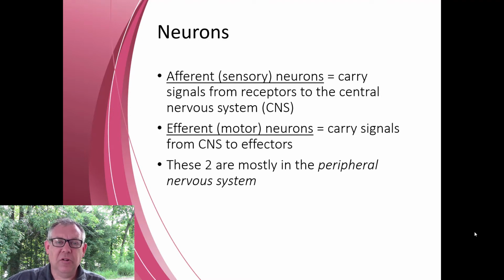And so the signal starts with the afferent neurons, goes to the central nervous system. The central nervous system processes the signal and then sends the result to the efferent neurons to cause the organism to do something. So the sensory neurons and the motor neurons, those are basically the peripheral nervous system, as opposed to the central nervous system, the brain and the spinal cord.